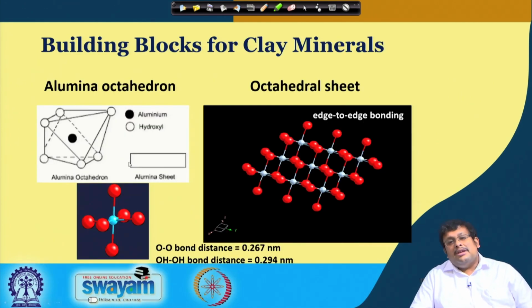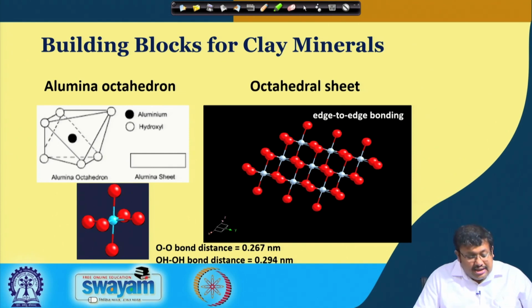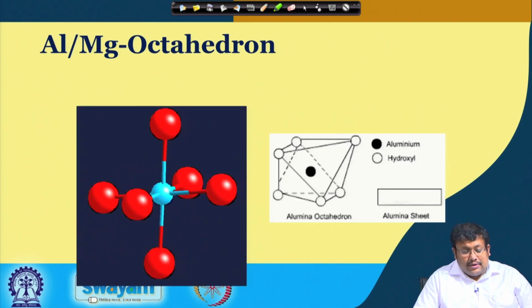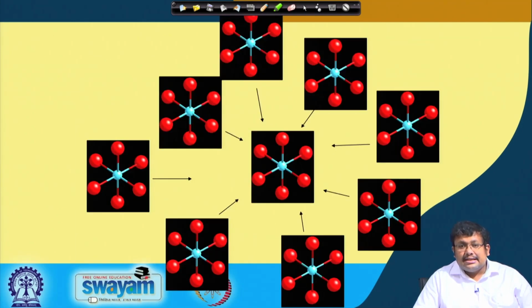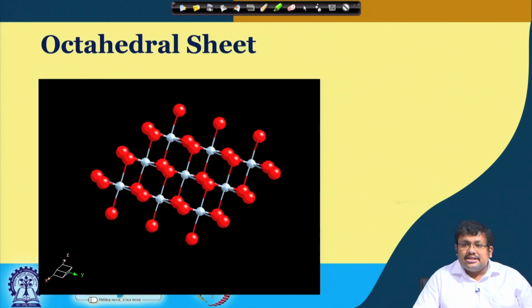Similarly, in the case of aluminum octahedra, you know that an aluminum octahedron is composed of aluminum at the center surrounded by 6 hydroxyl anions forming an octahedral shape. When these octahedra share their edges, they form the octahedral sheet. This is a single aluminum or magnesium octahedron, and when they share their edges, they form this structure called the octahedral sheet.